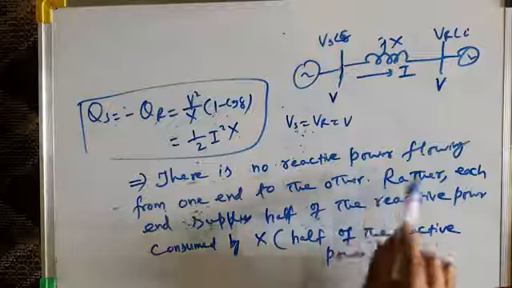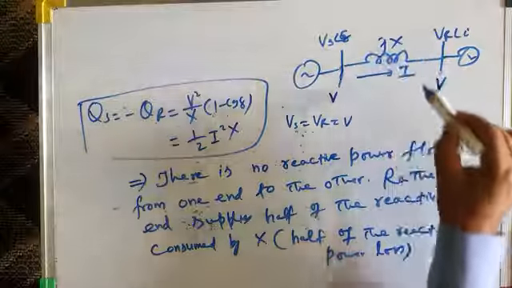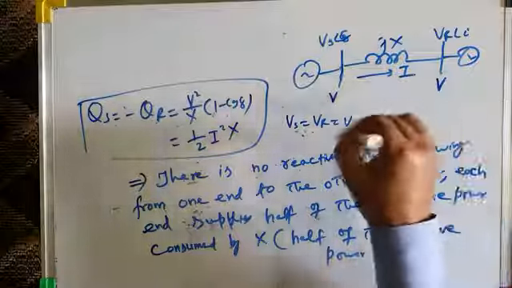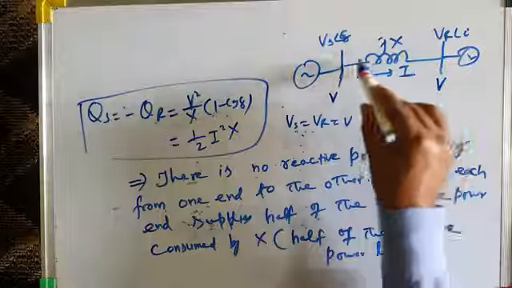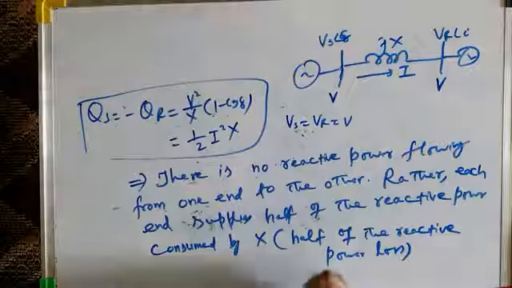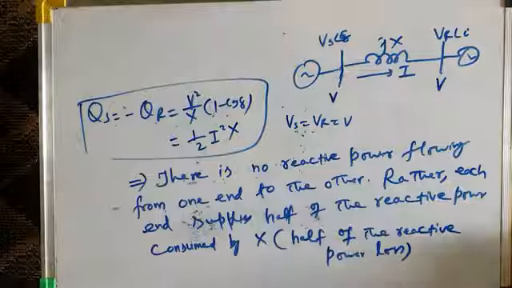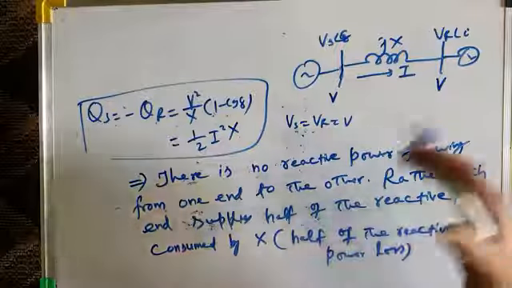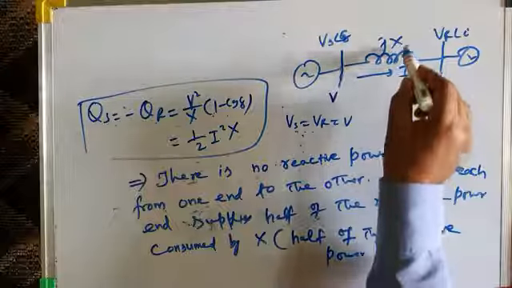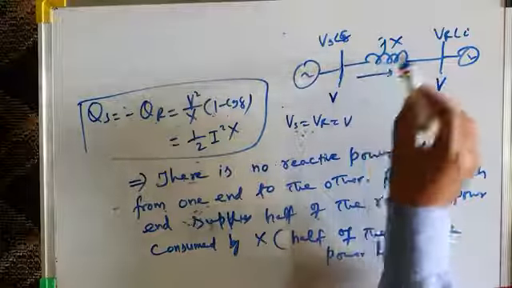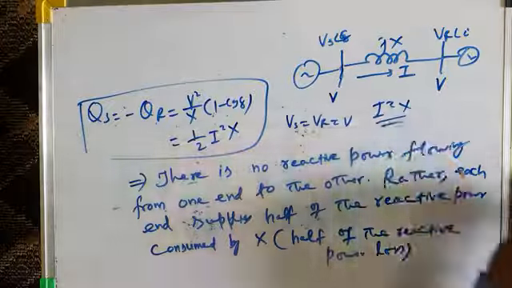There is no reactive power flowing from one end to the other. That means there is no reactive power which is fed to the load, but there is reactive power consumed, or absorbed, by the line reactance. There will be reactive power loss. There will be no reactive power demanded by the load because the two voltages are equal. But there will always be reactive power loss. Whenever current flows through this line reactance, that results in reactive power loss I square X, we already know.